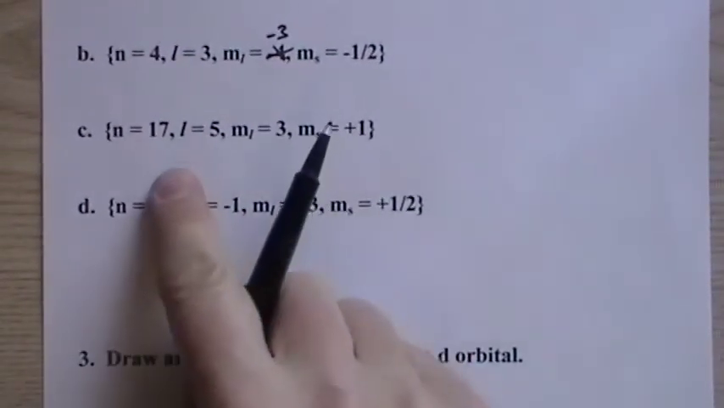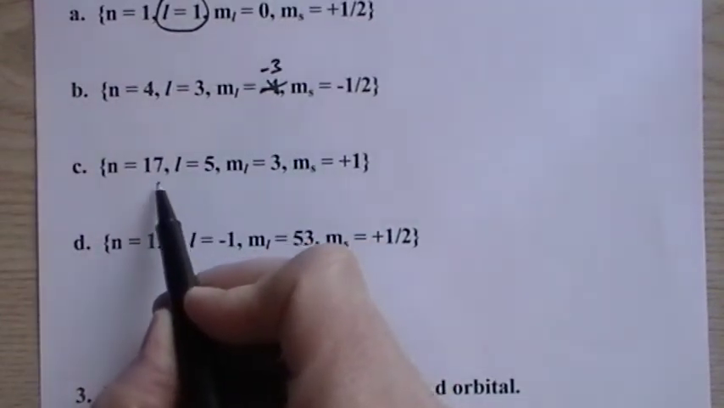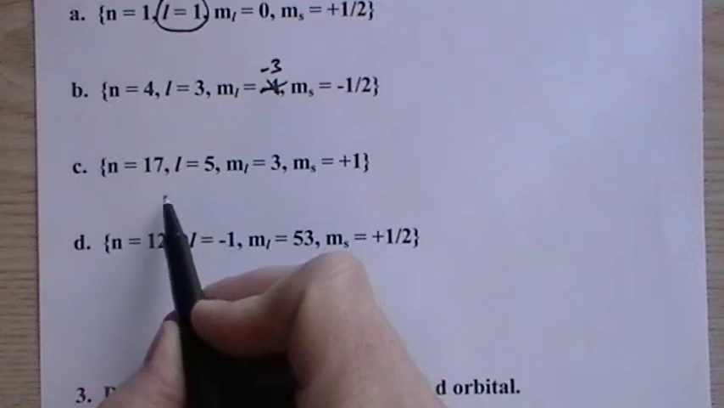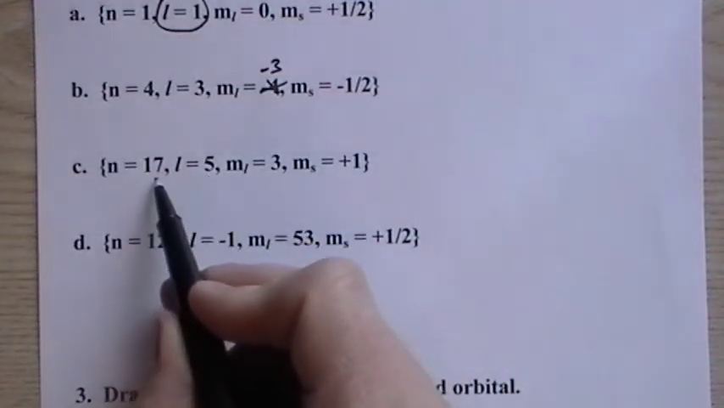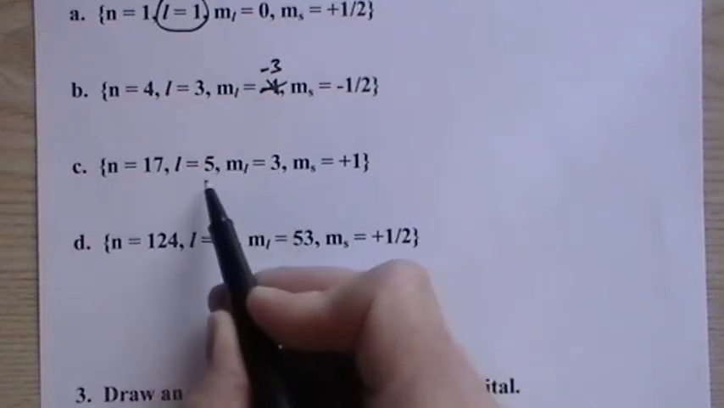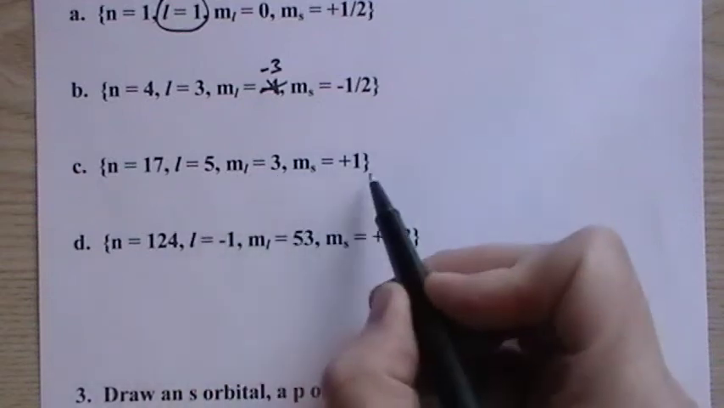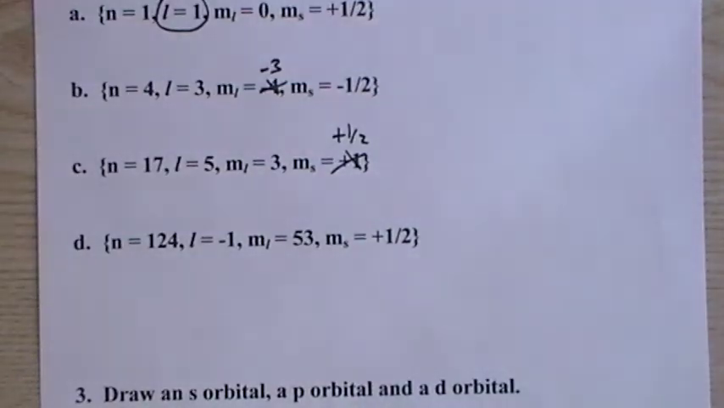N is equal to 17. That seems like a large number. That's okay though. N can be any integer 1 or above. L is equal to 5. That's going to be less than 16, so that's fine. M sub L is 3, and M sub L in this case can be from -5 to +5, so that's fine. This one is the thing that's wrong. The spin on an electron can only be +1/2 or -1/2. Can't be 1.